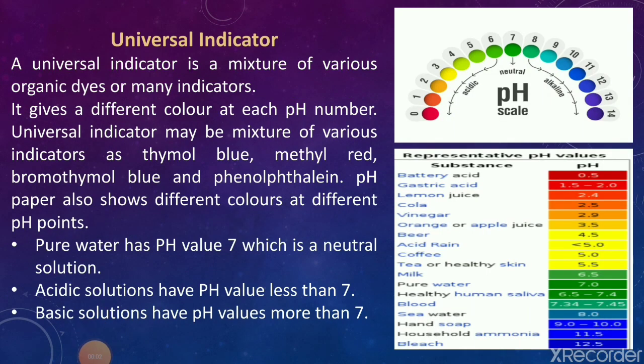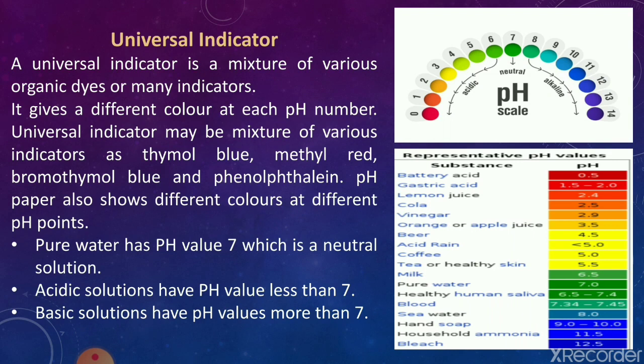So now students, our next topic is universal indicator. Universal indicator is a mixture of many indicators or many dyes. Several dyes are present in that, and it gives different colors at different pH values of the entire pH scale. You can see the pH scale, it starts from 0 to 14. So at each and every point from 0, 1, 2, 3, up to 14, at each pH point, at each range, universal indicator gives different colors.